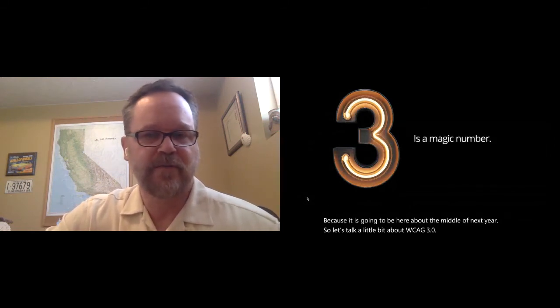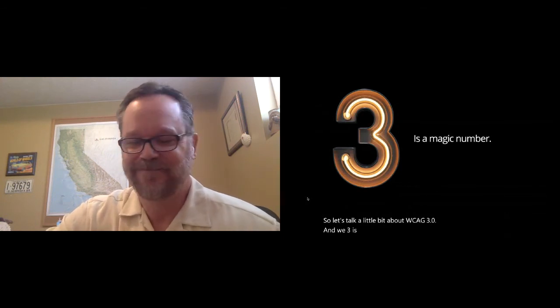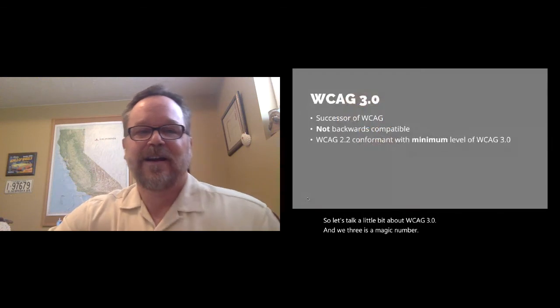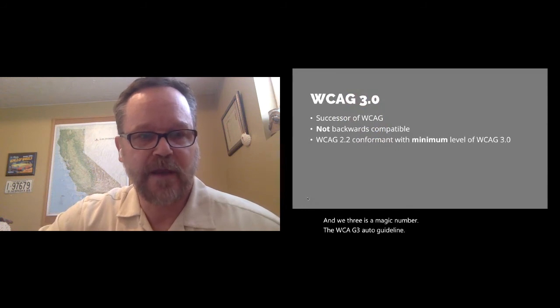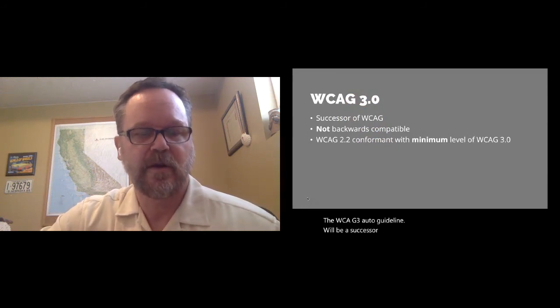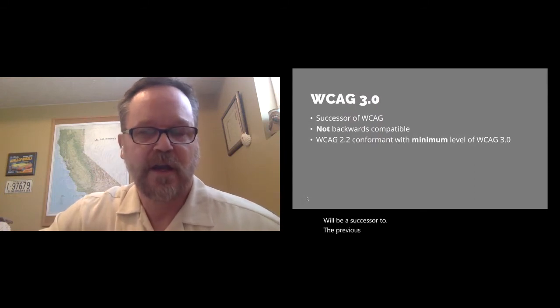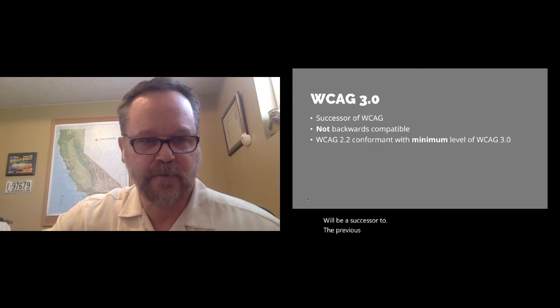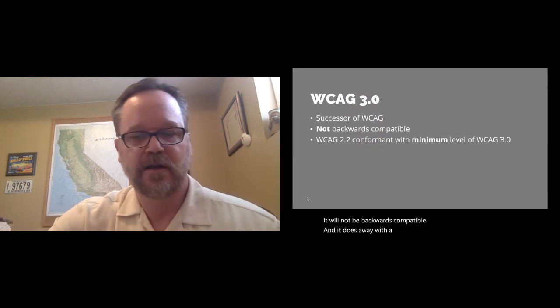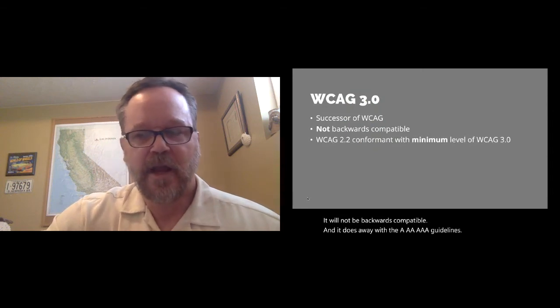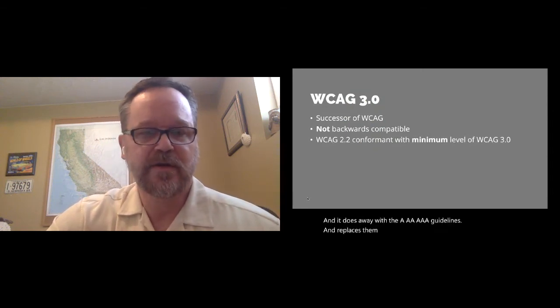So let's talk a little bit about WCAG 3.0. And we all know 3 is a magic number. The WCAG 3.0 guideline will be a successor to the previous guidelines. It will not be backwards compatible. And it does away with the A, AA, AAA levels and replaces them with bronze, silver, and gold.